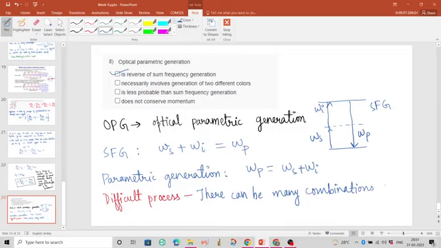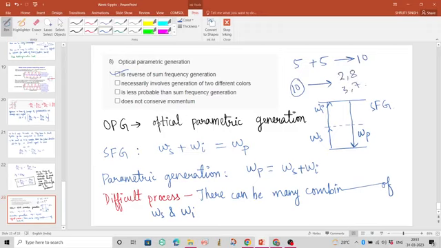There can be many combinations of omega s and omega I of the signal and idler, right? Suppose we take the example of second harmonic generation. Suppose we have 5 plus 5. So 5 and 5 will give 10 only. But if we want to break 10 into two constituents, we can make combinations of 2, 8, 3, 7, 5, 5, 4, 6. So there are so many combinations possible.